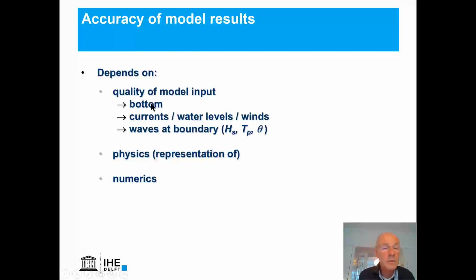The accuracy of model results depends on, of course, the quality of the model input. How well is your bottom measured and represented in your grid? The currents and water levels and winds, the waves at the boundary, the physics, and the numerics.